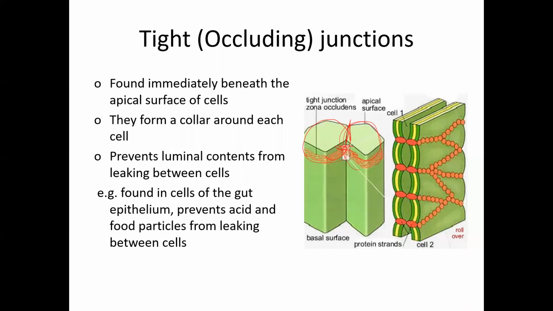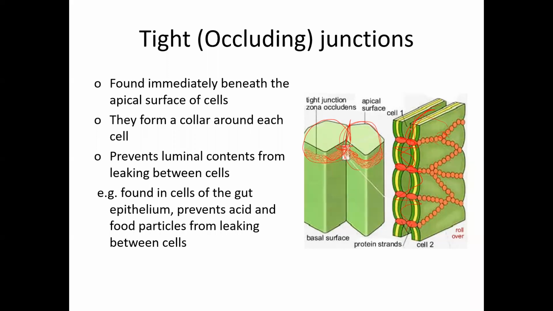If you look at this, it's like a stud. You put studs to connect two surfaces together. So these will prevent anything from getting beyond the epithelium, between the cells. Now if you take the gut epithelium, the simple columnar cells of the gut epithelium have a very tight fixation surrounding them. So it prevents any leakage of acids or food particles into the connective tissue underneath.